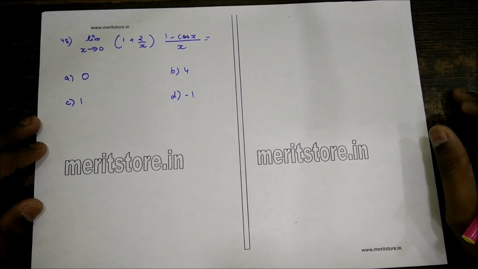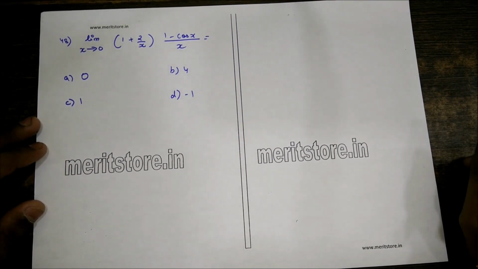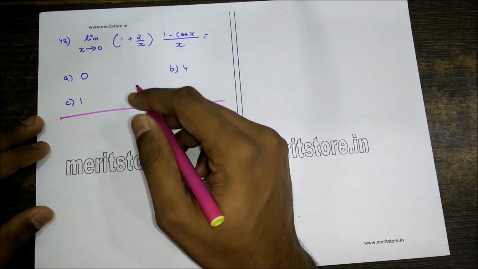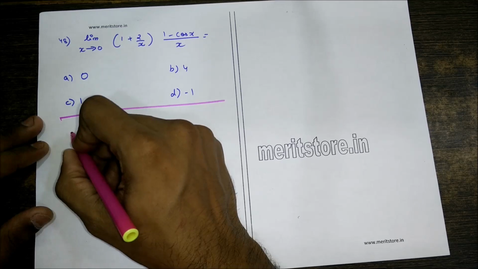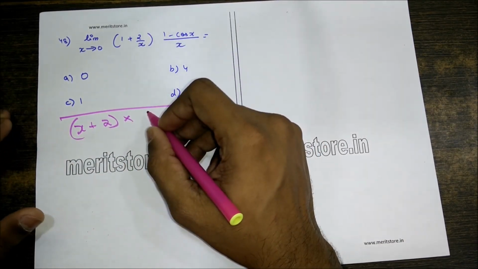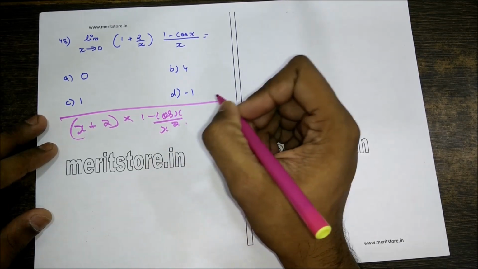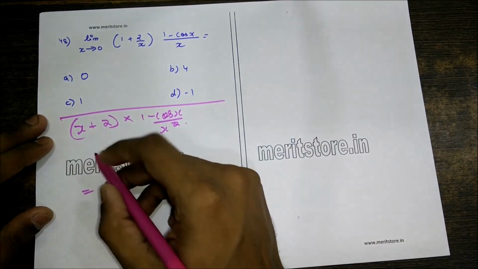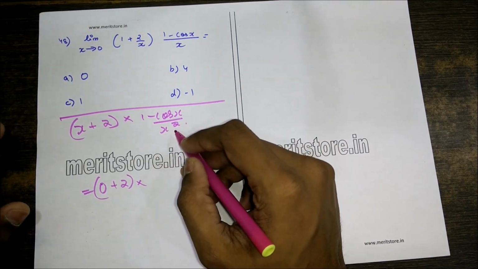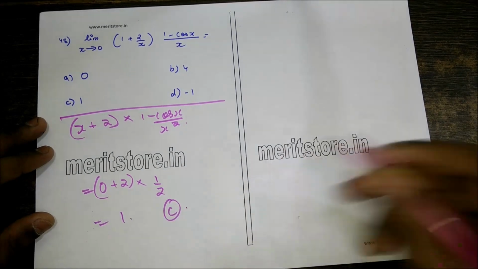Limit of x tends to 0 of 1 plus 2 by x into 1 minus cos x by x equals: a) 0, b) 4, c) 1, and d) minus 1. So therefore what we do is separate out these terms and apply the limits on them individually. That gives us, for each term, x plus 2 into, multiplying x on the other side, 1 minus cos x by x square. On applying the limit, we would get 0 plus 2 into 1 minus cos x by x square, which would give us 1 by 2. So 1 by 2 into 2 gives us 1, which is option C.